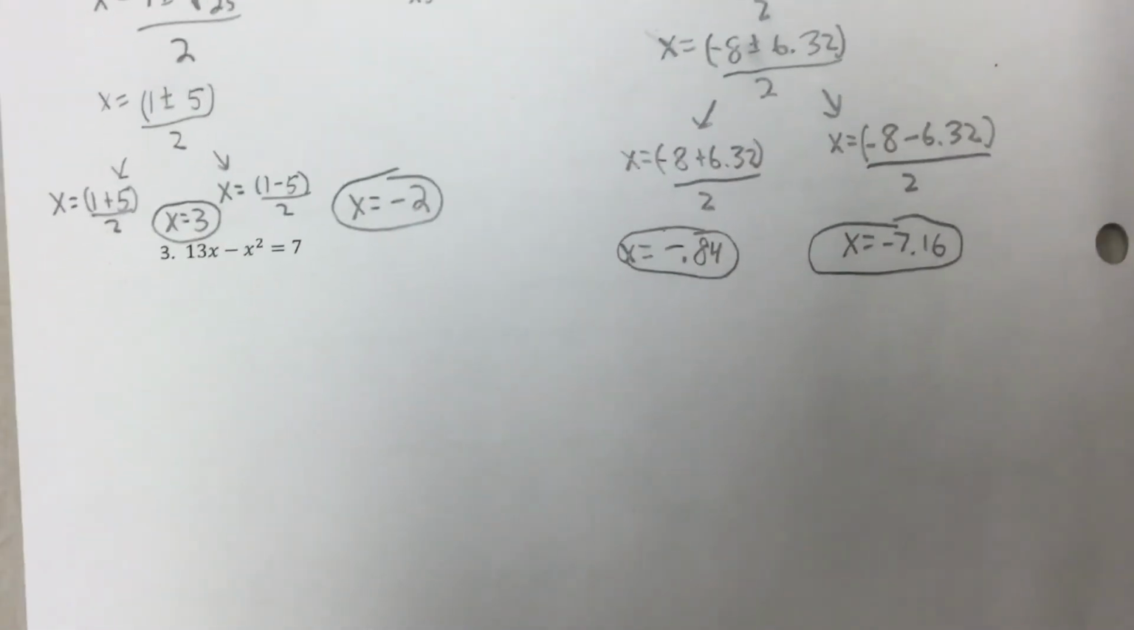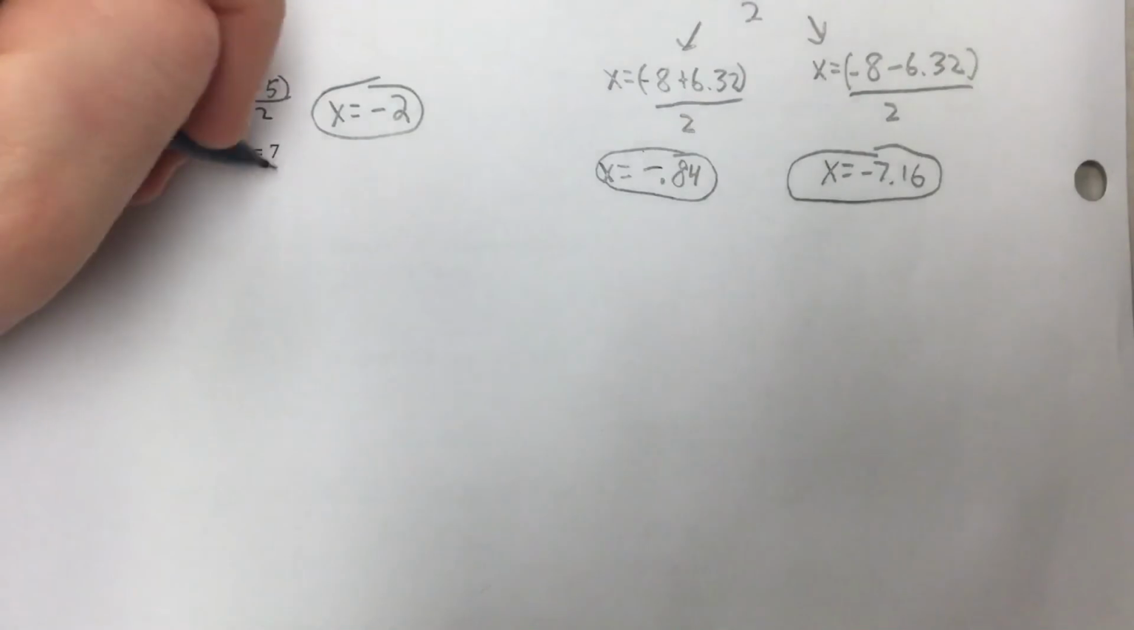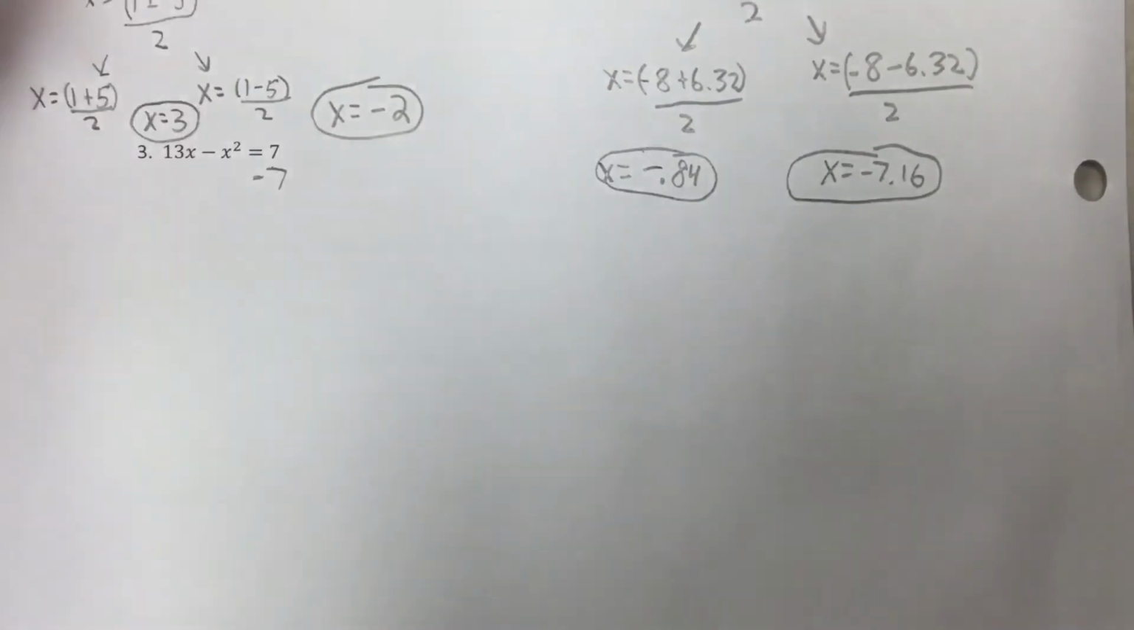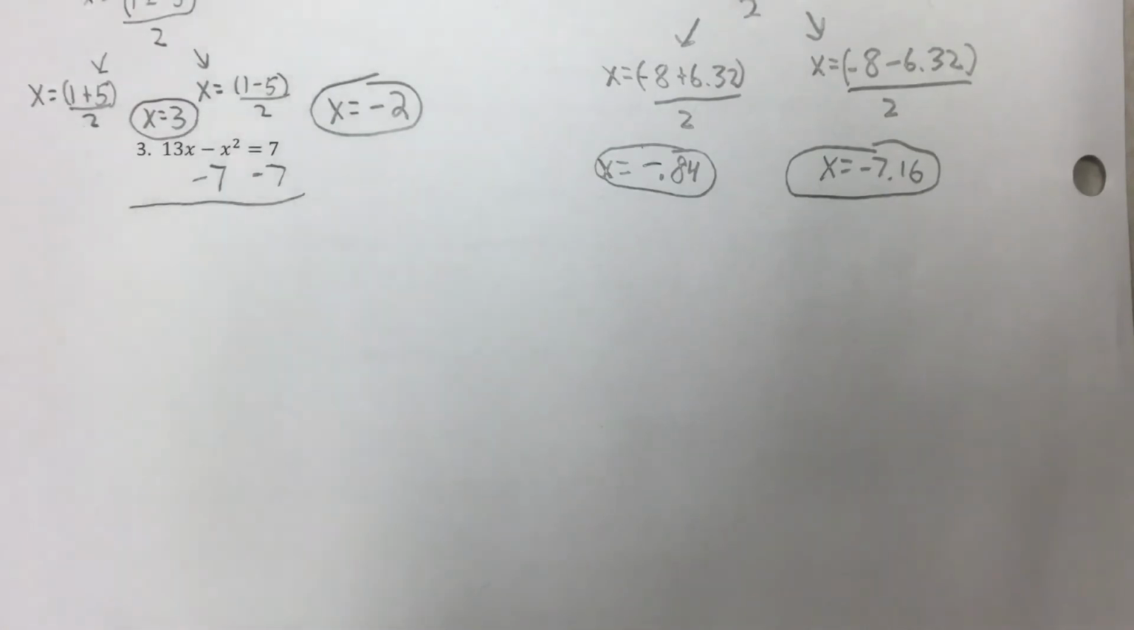I want you to do this fully on your own. First step, though, is to get the equation equal to 0. So we have to subtract 7. And not only do we have to subtract 7, I want to rewrite it so it goes x squared, x, then the number, so standard form.